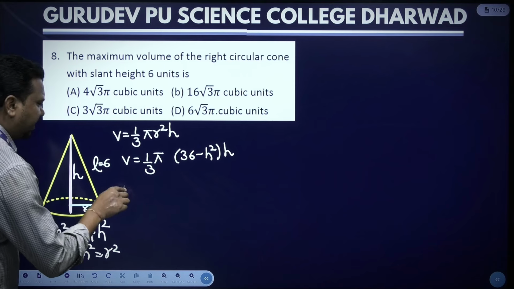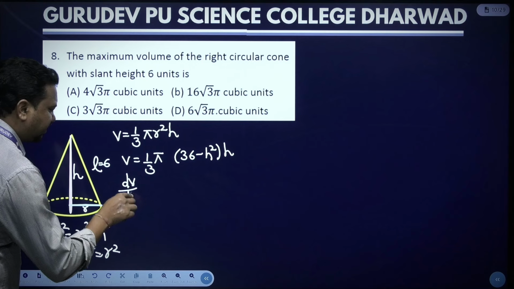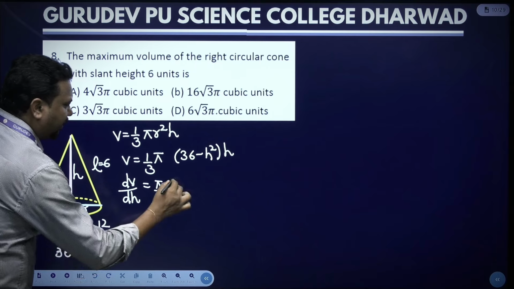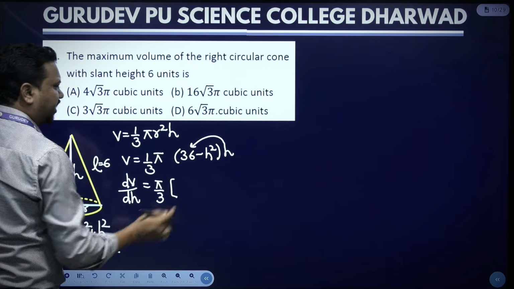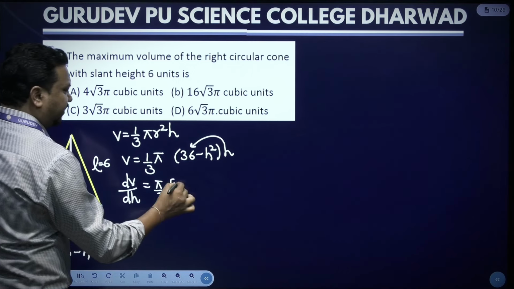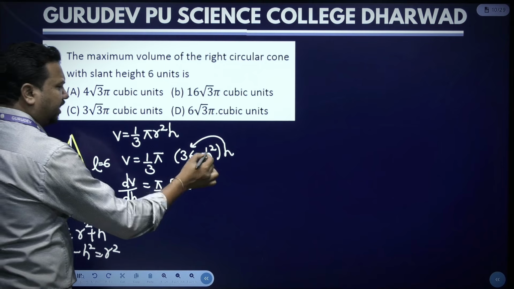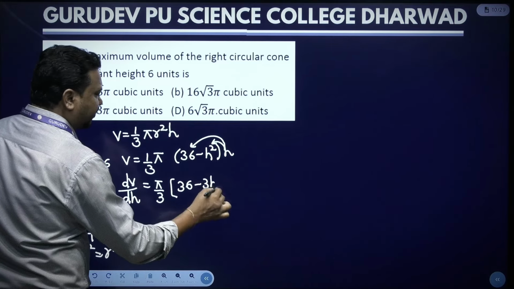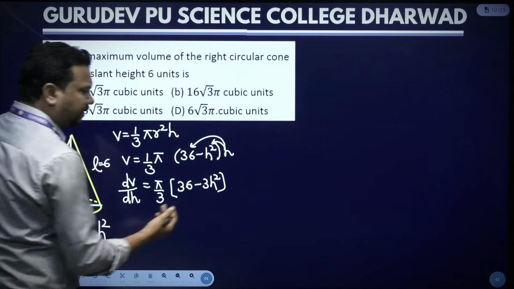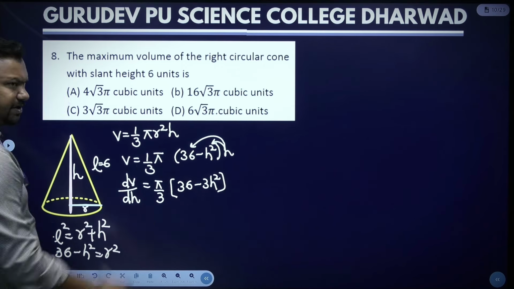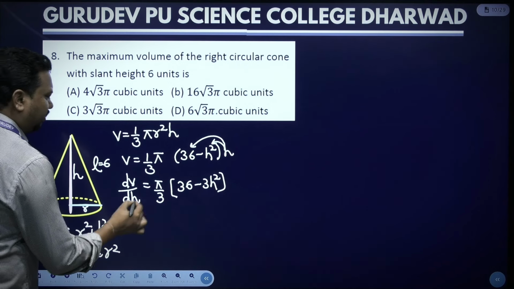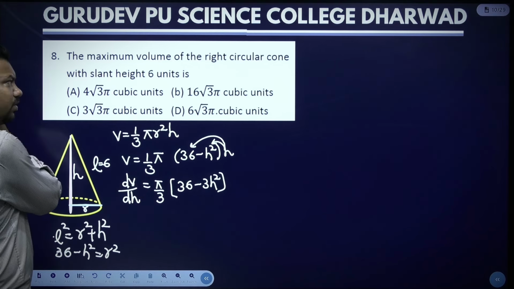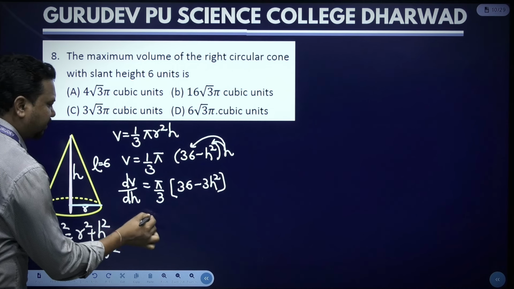Now, let's go on differentiating this function. dV by dh is equal to pi by 3 into, keeping the first as it is, 36 into h becomes 36h, differentiate and we get 36. Here h cube, differentiating h cube gives 3h square. Right? I am not applying u into v lengthy, so please take a note. Now, see, the maximum value of the right circular cone is asked, so let me consider dV by dh equal to 0.